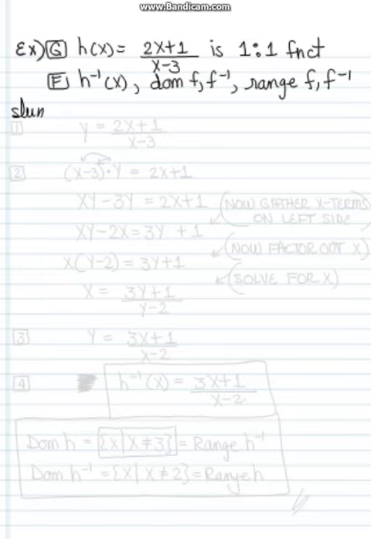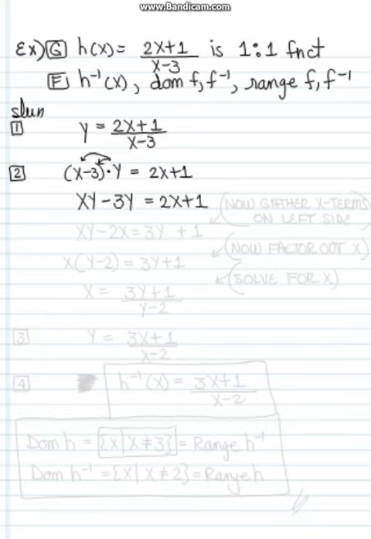We'll just do step 1, replace the h of x with y, so we have y equals (2x plus 1) over (x minus 3). Step 2, we want to solve for x, so let's get rid of the fractions by multiplying both sides by the LCD. We'll get this, and then getting rid of the parentheses, gather all the x terms on the left side. So anything containing x moves to the left, everything else moves to the right. Now on the left side, we can factor.